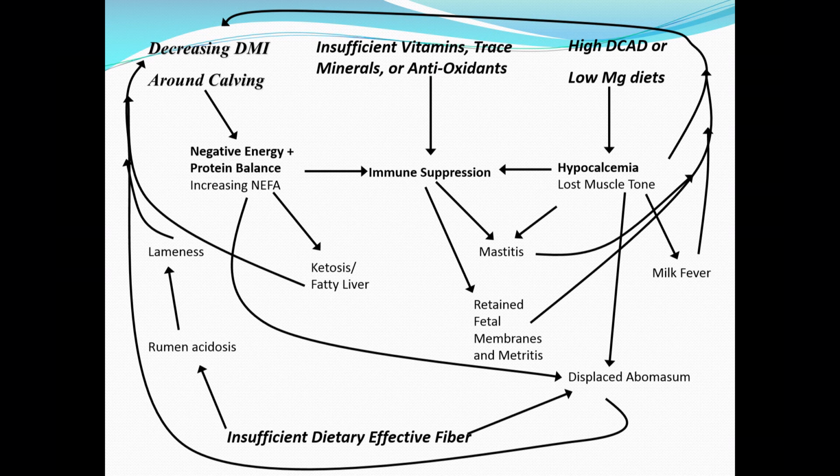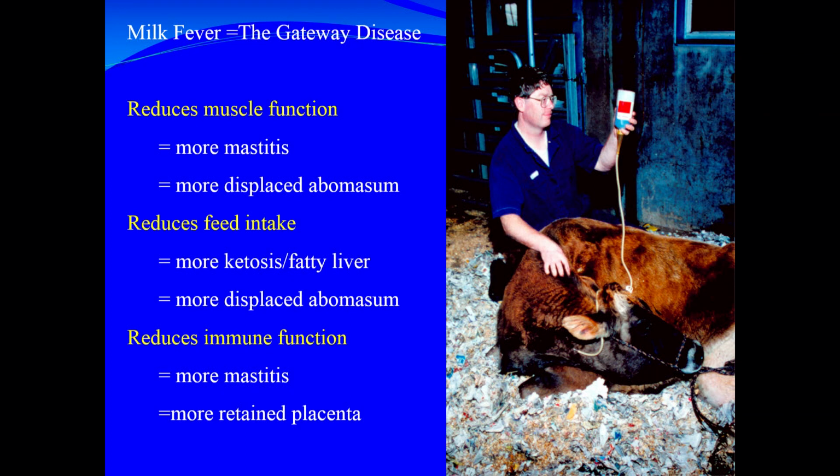So getting back to our little slide here, we'll look at some other factors that cause this immune suppression, and we'll probably focus on hypocalcemia next. So milk fever is often thought to be a gateway type disease. You all know that a cow that has had milk fever is very likely to develop other diseases. You'll see more mastitis in these cows, more displaced abomasum. They're eating less feed, so that again exacerbates ketosis and fatty liver. Again, more displaced abomasum. And it directly affects the immune cells. You get more mastitis in these cows and more retained placenta.